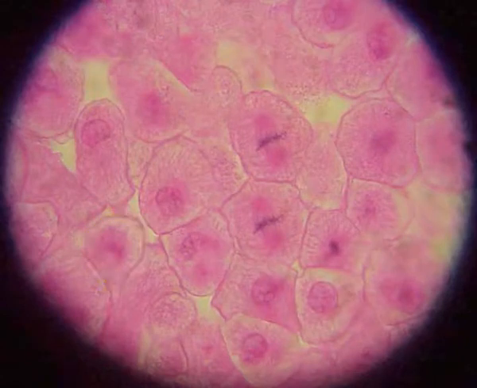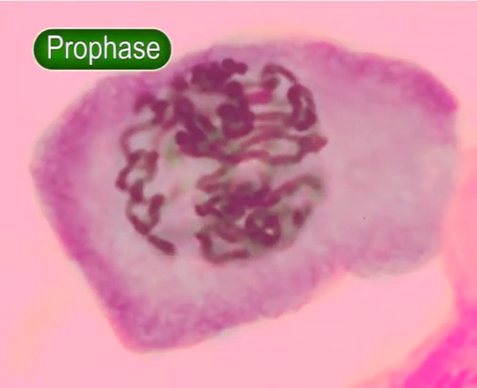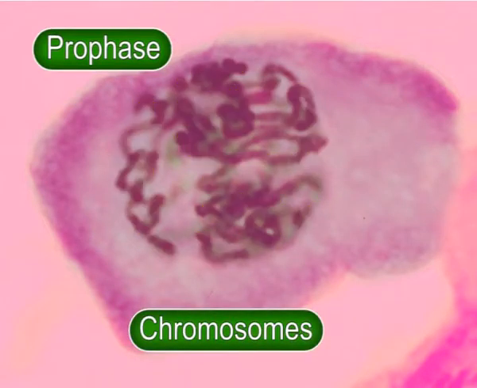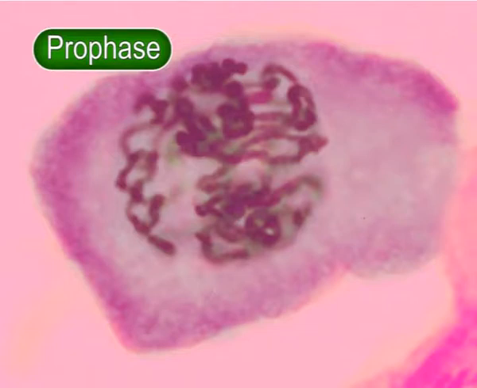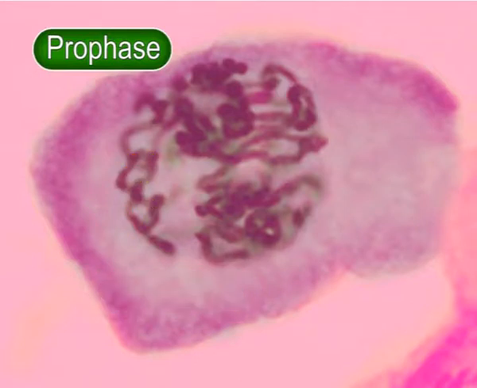This cell has entered into cell division, starting its stage prophase. Here we can see that chromatin material has shortened and condensed into thread-like structures called chromosomes. Counting of chromosomes is possible with a more powerful microscope. Each chromosome consists of two chromatids joined at a point called the centromere. This cell depicts a more advanced stage of prophase where the nuclear membrane and nucleolus have disintegrated.